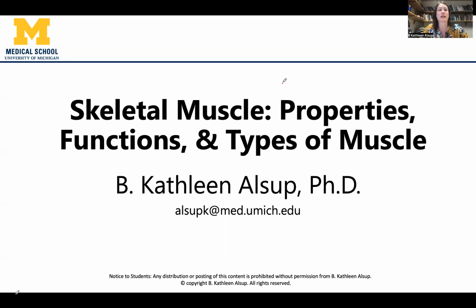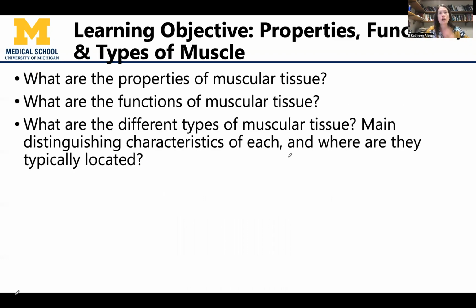So we're going to start our discussion of the skeletal muscle with just overall properties, functions, and types of muscle. As I'm your first lecturer in the course, I get the privilege of getting to introduce the different types of muscle. Obviously, we're going to talk about skeletal muscle quite a bit with the musculoskeletal portion, but there's also cardiac and smooth muscle, and I do want to at least introduce those. So properties, functions, and then some of the very big picture concepts regarding the different types of muscle.